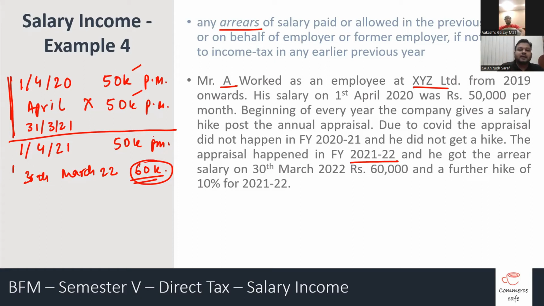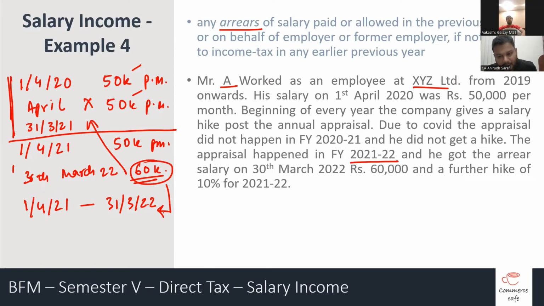So basically, in the previous year, if it was not charged to tax, that also will be considered as income of this year. Even though it belongs to the previous financial year, we did not know it at that time. We have only come to know about this right now. So we will treat this as an income of this financial year, 1/4/21 to 31/3/22. Because it was not charged to tax in the previous year, we will consider it as arrear salary chargeable to tax in this financial year.